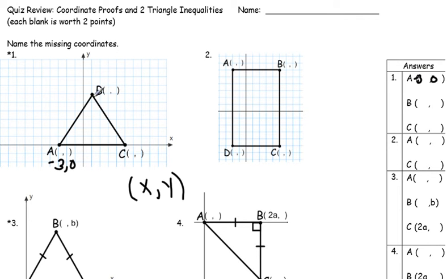Your coordinate B, you go 1 over on the x-axis, and 1, 2, 3, 4, 5, 6 on the y-axis, and they're both positive. And point C, you go over 1, 2, 3, 4, 5 on the x-axis, and you don't go up or down any on the y-axis. So 5, 0.